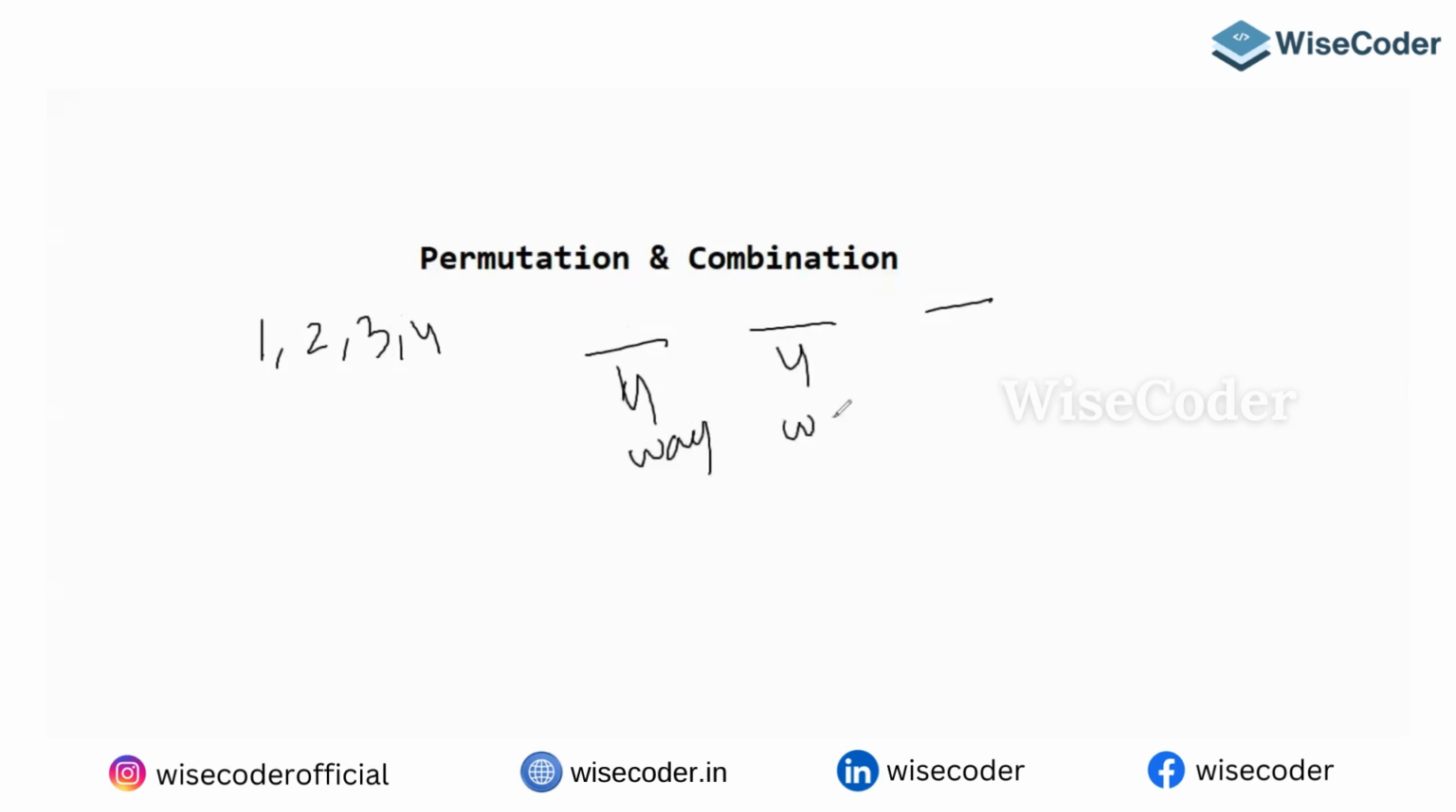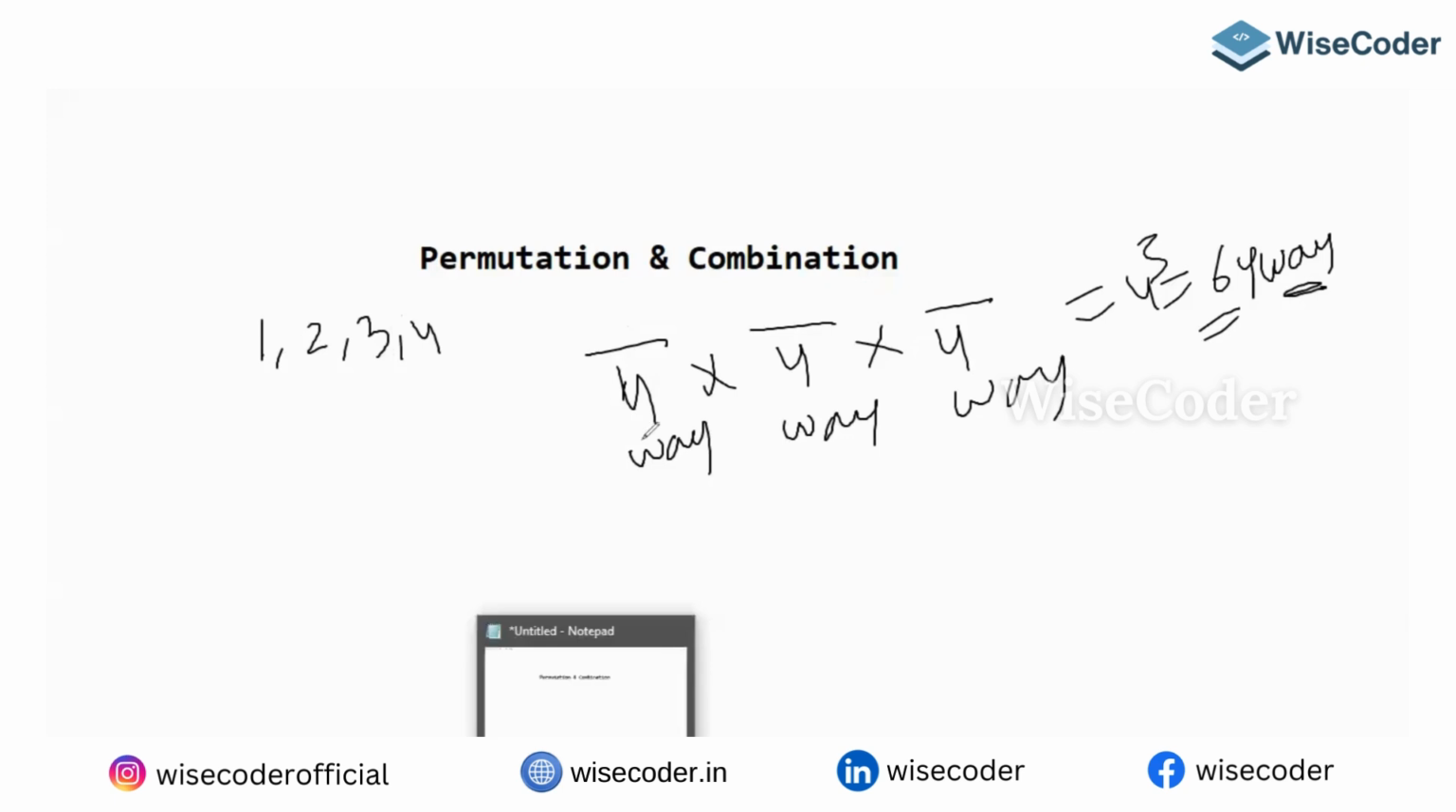Of course, this is also 4 ways. Yes or no? So "and" is the conjunction here. 4 times 4 times 4, that is nothing but 4 cube. 4 cube is nothing but what, guys? 64 ways.